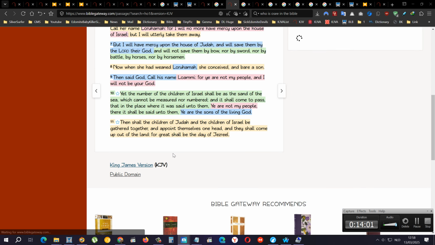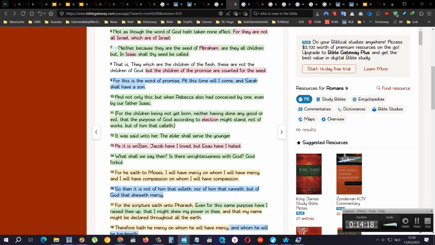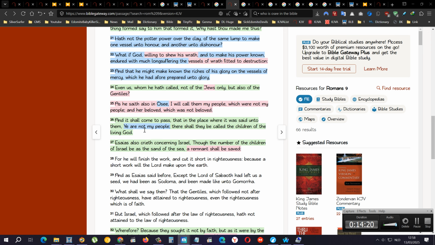Here, Hosea chapter 1: You are not my people, and I will not be your God. Yet there it shall be said unto them, ye are the sons of the living God. So this sentence, verse 10, is actually mentioned in the New Testament in Romans 9:26. And it shall come to pass that in the place where it was said unto them, ye are not my people, there shall they be called the children of the living God.